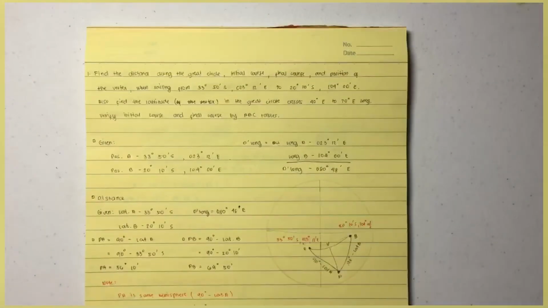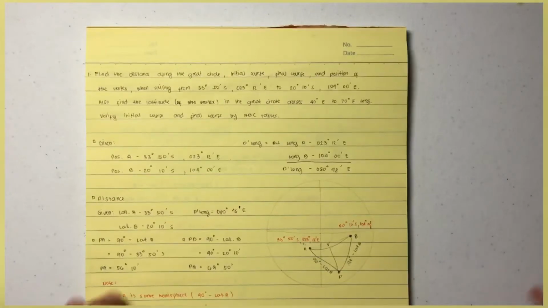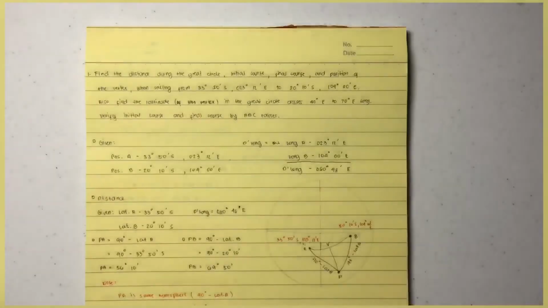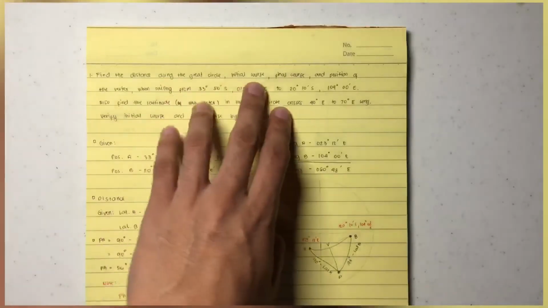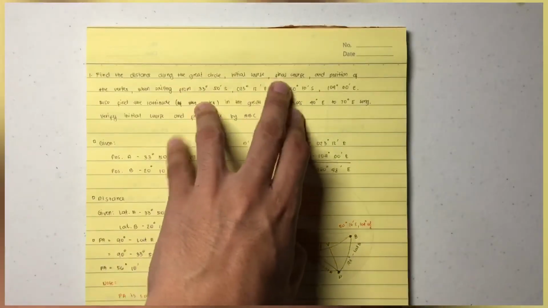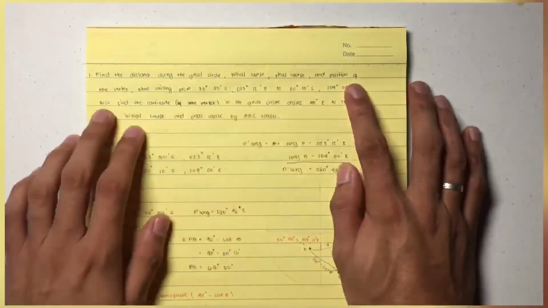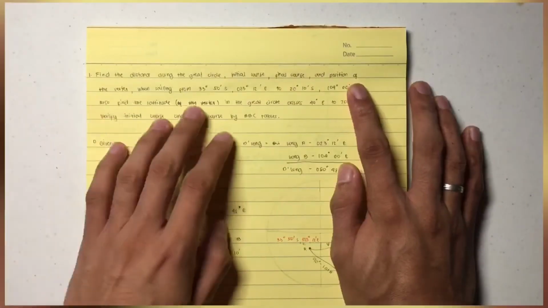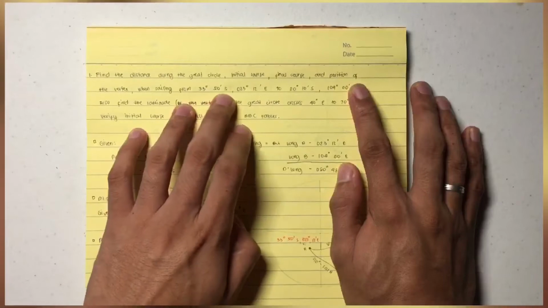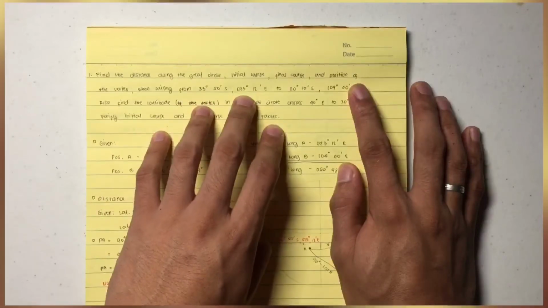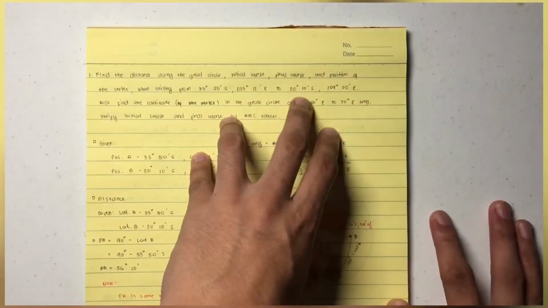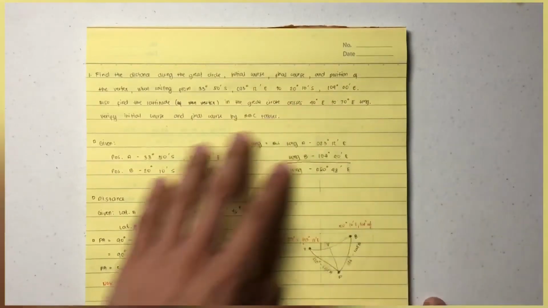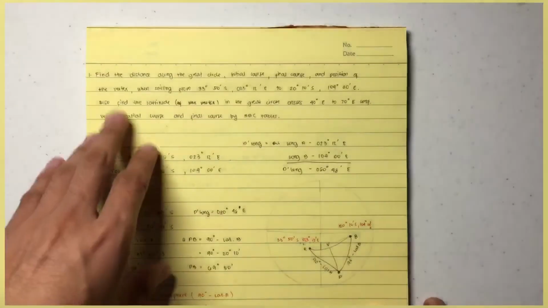So this is the problem and the solution. I have written it already so that my video will not be that long. Find the distance along the great circle, initial course, final course, and position of the vertex when sailing from 33 degrees 50 minutes south, 023 degrees 12 minutes east to 20 degrees 10 minutes south and 104 degrees 00 minutes longitude east.